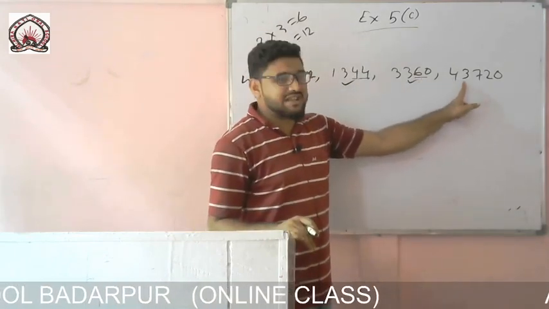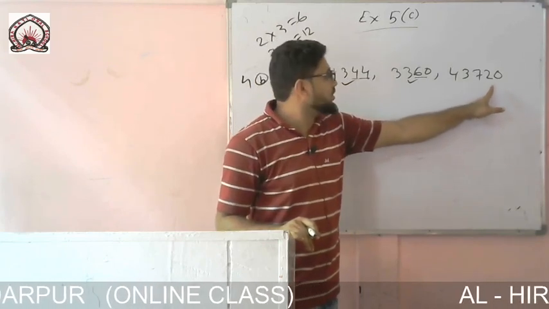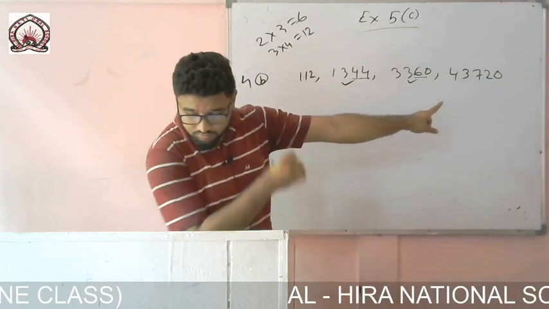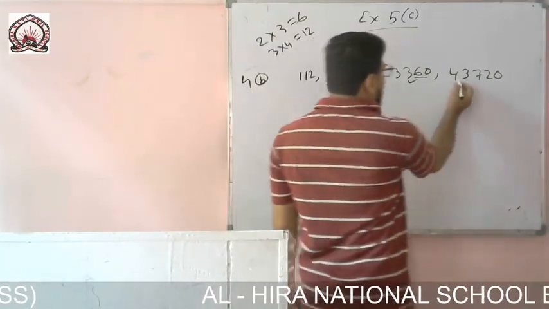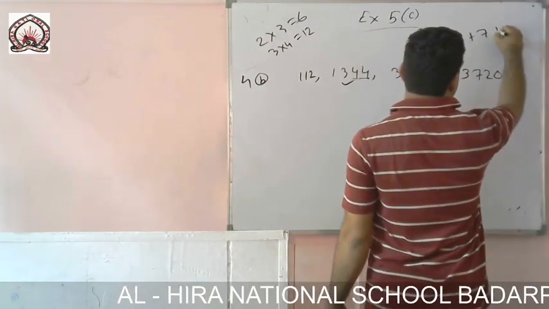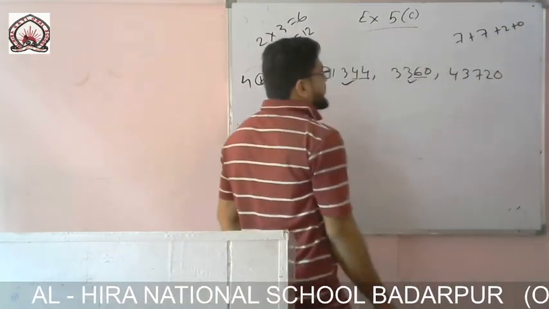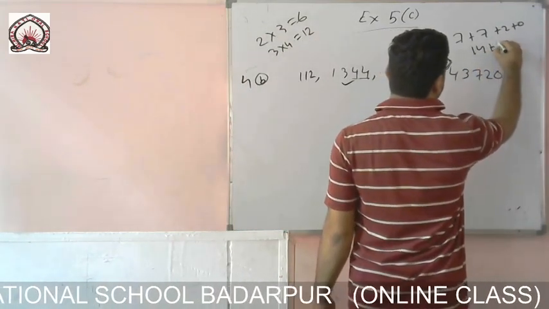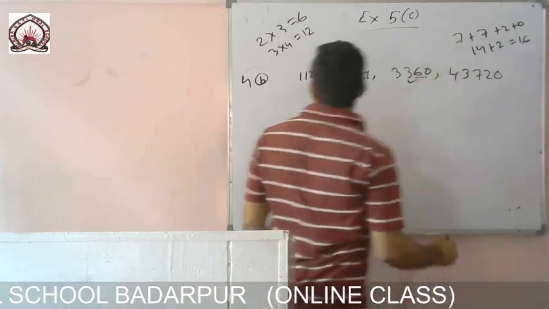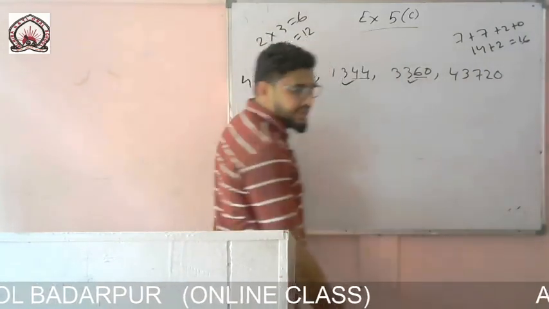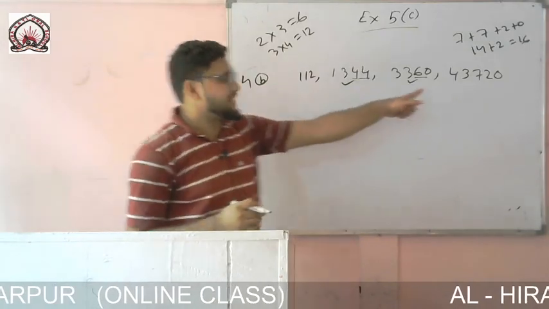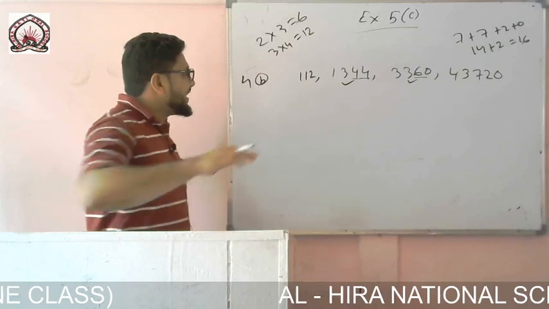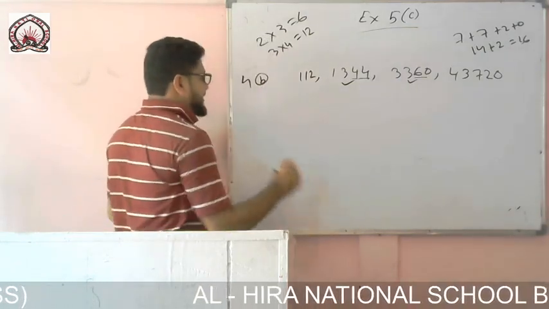Come to that one. 4 plus 3 is 7, 7 plus 7 is 14, 14 plus 2 is 16. So 16 is not divisible by 3. So this number is not divisible by 12. So which two numbers did we get? This one. So write.